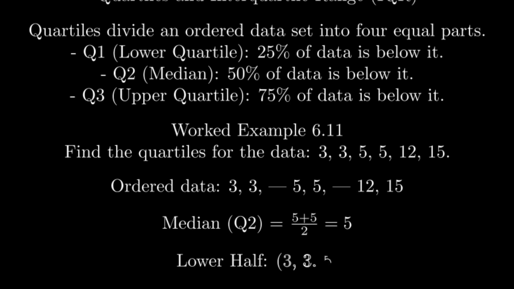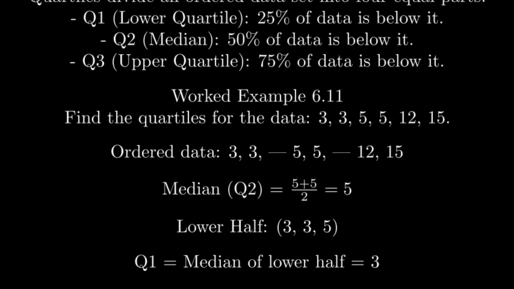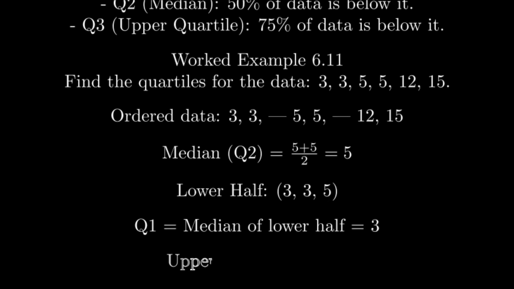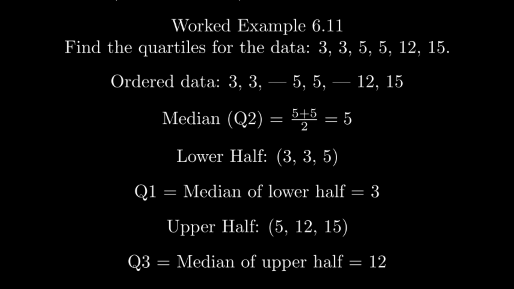5. Now to find Q1, we look at the lower half of the data, which is the set 3, 3, 5. The median of this smaller set is 3. So Q1 is 3. To find Q3, we look at the upper half of the data, 5, 12, 15. The median of this set is 12. So Q3 is 12. Now that we have the quartiles, we can calculate our first measure of spread.